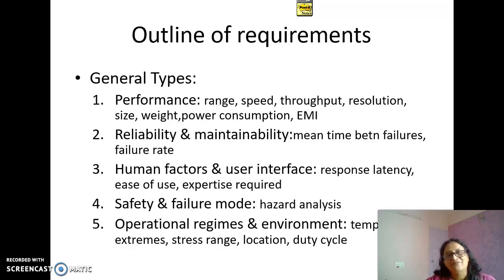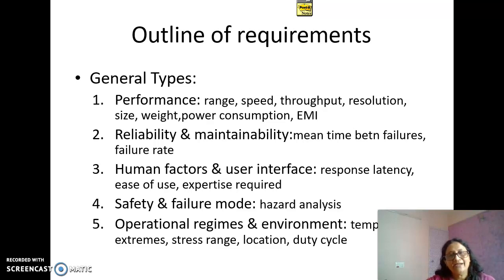Besides basic requirements, if we go into the depth of requirements, this is the general outline of requirements. First is performance. In performance, we need to consider a lot of things: range, speed, throughput, resolution, size, weight, power consumption, EMI. If we take an electronic product, then of course we always focus on speed. We want the speed of processing to be very high. Size: we want a compact size of the device. Weight should be light. Power consumption should be less. Electromagnetic interference, EMI, should of course be very, very low.